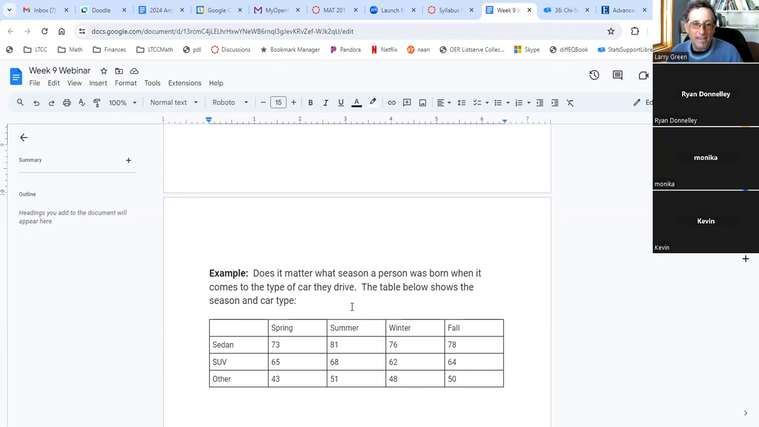Okay, the table below shows the season and the car type. We have spring, summer, winter, and fall. Those are the 4 seasons. And we have sedan, SUV, and other. Sound good? All right. How is this one different from the last one we did? Why can't we use goodness of fit?